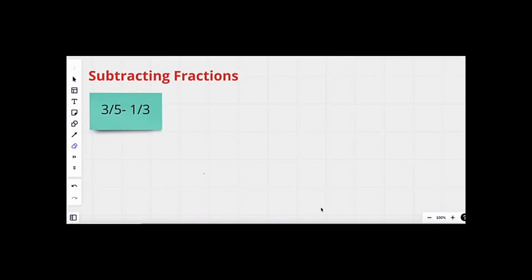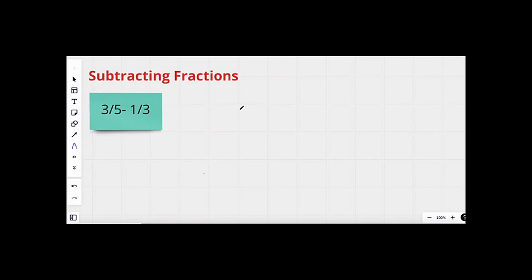Okay, so here we have another question. We've got 3/5 minus 1/3. So what did we say is the first thing we do when we're subtracting or adding fractions? We take a look at the denominator. The denominator must be the same before we subtract. So in this case, it's not the same. So our first step will be to make the denominators the same. Okay, so let me grab my little pen.